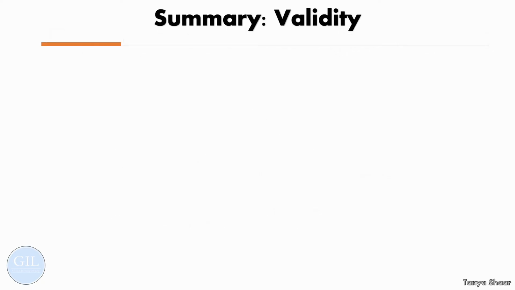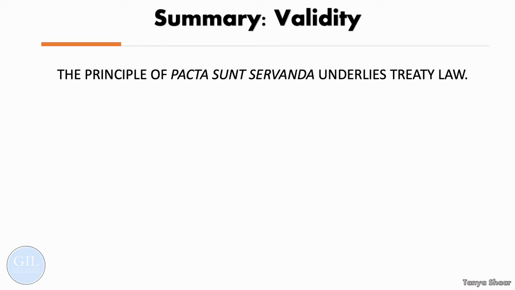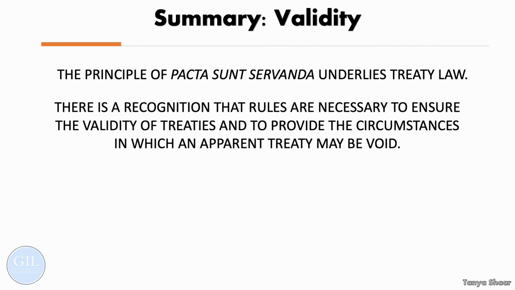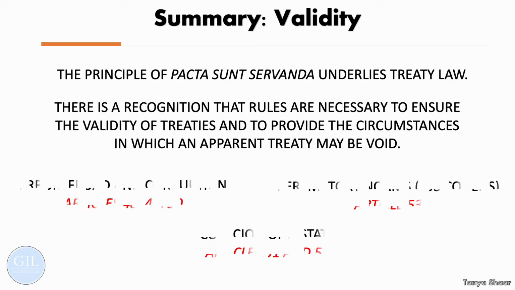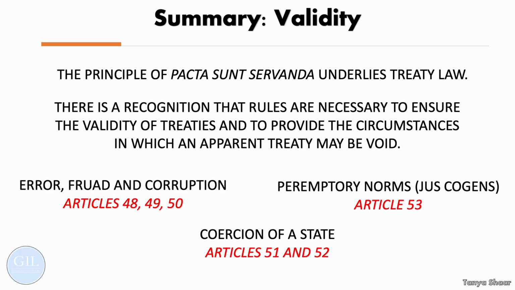With that being said, let's quickly summarize the validity of treaties. To begin with, the principle of pacta sunt servanda underlies this treaty law. There is recognition that rules are necessary to ensure the validity of treaties and to provide the circumstances in which an apparent treaty may be void. And these rules are error, fraud, and corruption, coercion of a state, and peremptory norms.